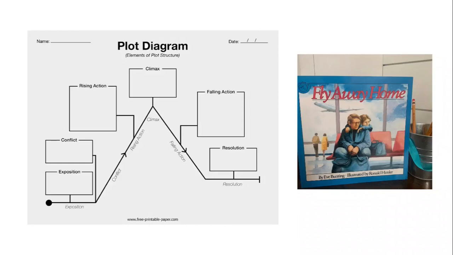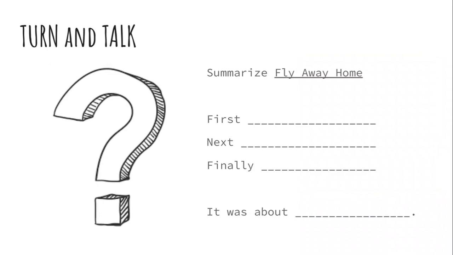Okay, so now that you've got it out, I want you to discuss with your partner. We're going to do a turn and talk. In this turn and talk, I want you to summarize this book, Fly Away Home. You can use first, next, and finally when you're summarizing, or you could just say, it was about blah, blah, blah. You can use your plot diagram. You can go back in the text, but I want you to think about what this story is about. We've read this before. So I'll give you 3 minutes to turn and talk.